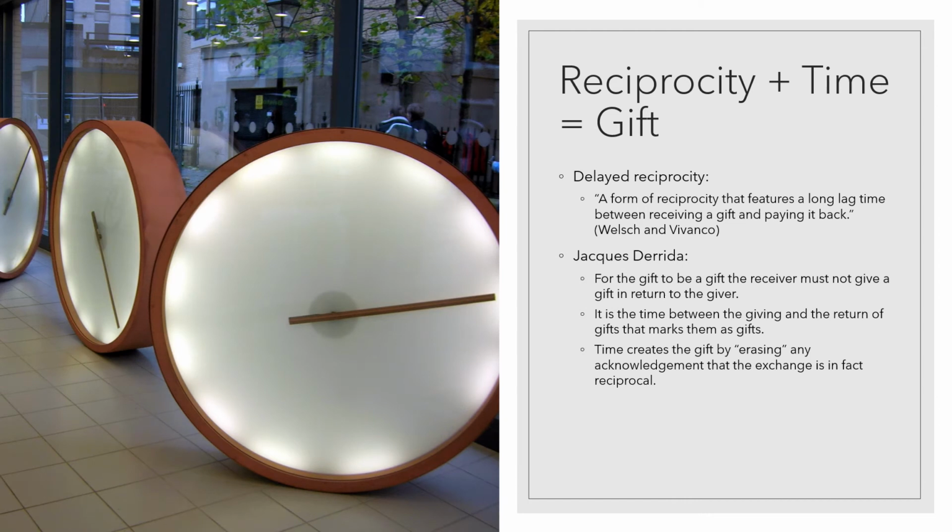But why is that? Let's think for a minute about what makes a gift different in terms of the kind of reciprocity it is. Oftentimes, gifts require delayed reciprocity. Delayed reciprocity is a form of reciprocity that features a long lag time between receiving a gift and paying it back. According to Jacques Derrida, it is, in fact, required that time passes in order for something to be a gift. For the gift to be a gift, the receiver must not give a gift in return to the giver, not immediately. And it is time between the giving and the return that actually marks a gift as a gift.